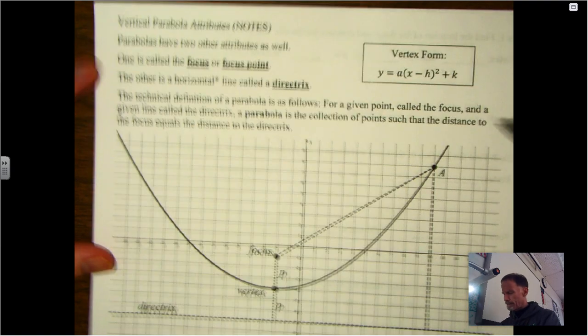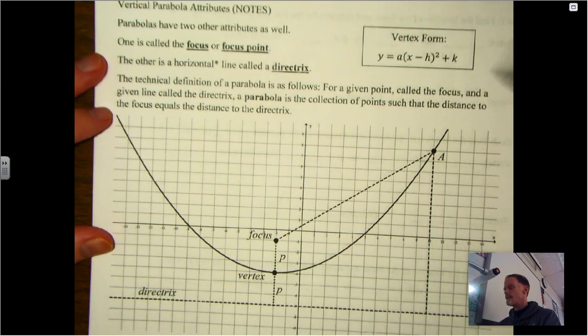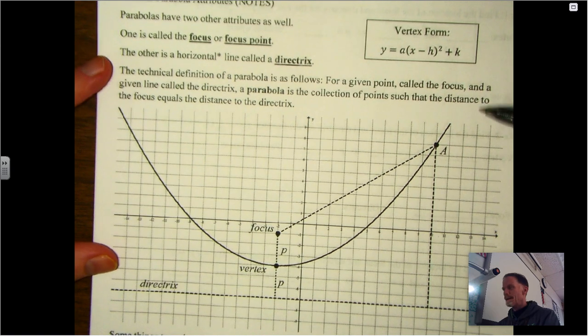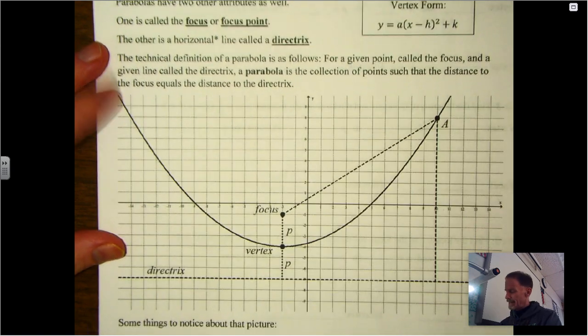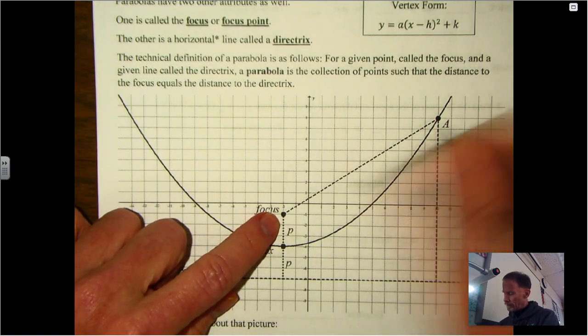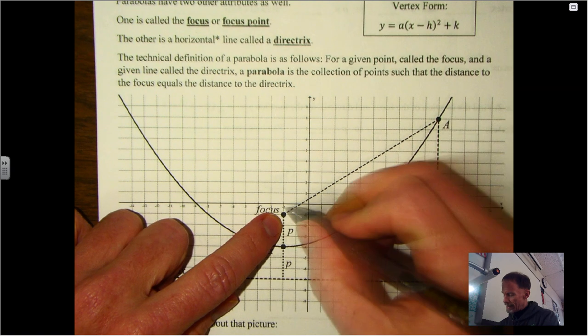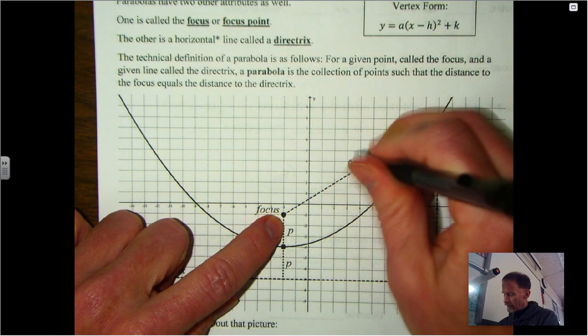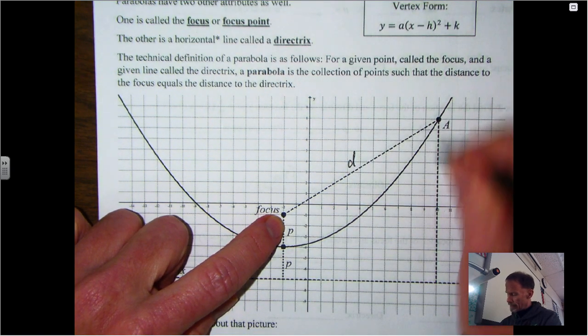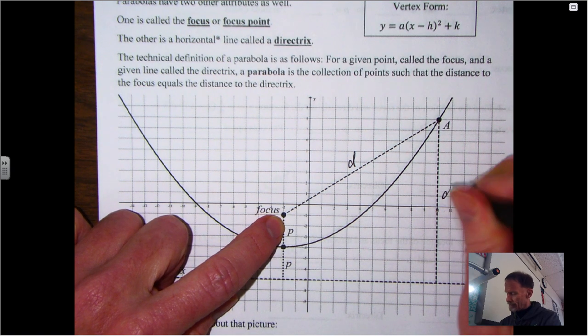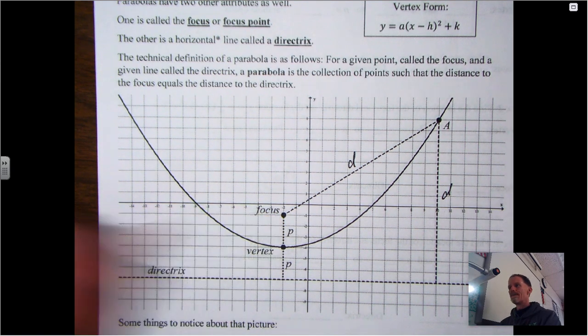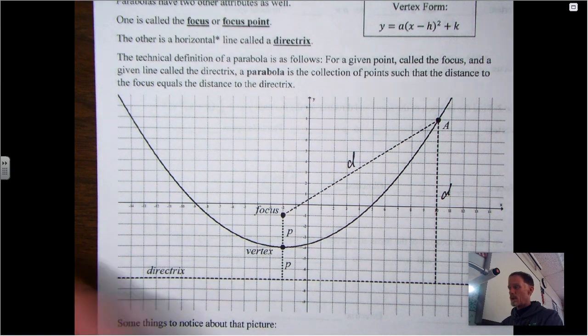So the technical definition of a parabola is right here. I'm not going to read that out to you. Basically, what that says is if you pick any point on the parabola, like for instance, this point A, if you measure the distance from A to the focus, and you measure the distance from point A down to the directrix, it is actually always going to be the same distance. That works for any point.